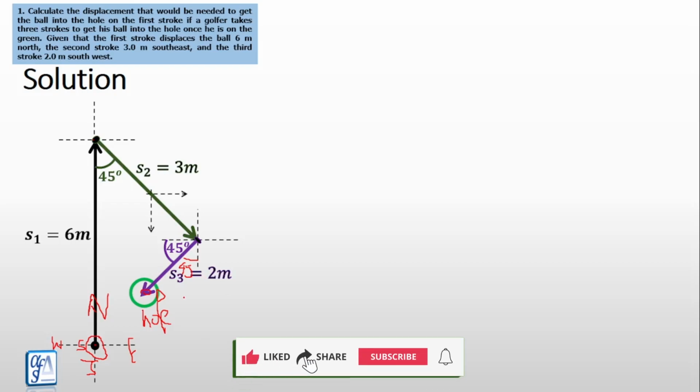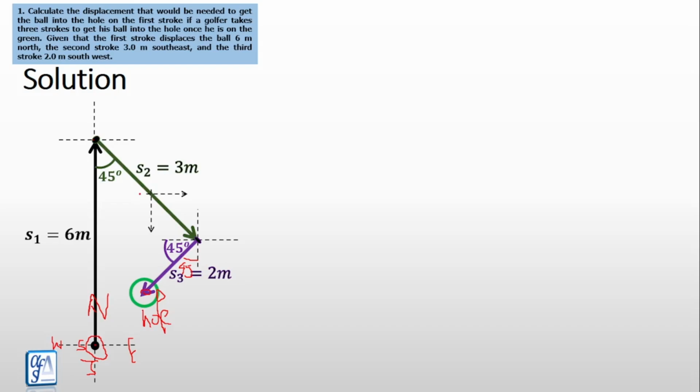Now let's look at the components of all these displacements. Because displacement is a vector, it can be resolved into 2 components based on this question. So we have the horizontal component and the vertical component. Since this one is S2, let's say this one is S2x and here is S2y. Also, the components of this, vertical and horizontal, are S3y and S3x.